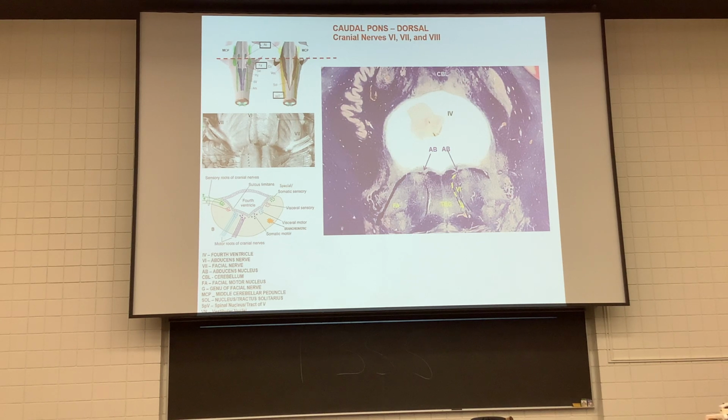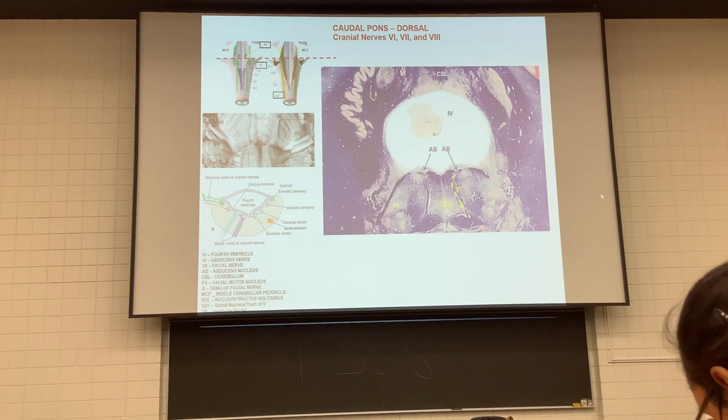We know that it emerges here from the lateral side, just at the junction of the pons and the medulla. So here's the facial nucleus. So it would make sense that the facial nerve should just emerge, right? Just pop right out where it's going there. That's not what happens, and I think this has to do with embryology.